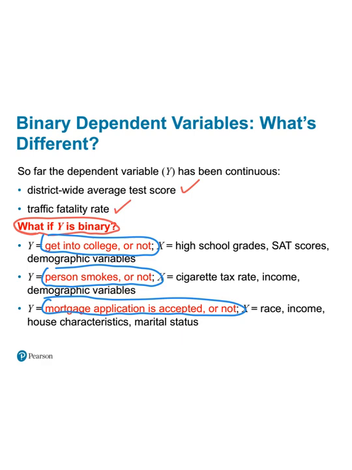And we know there are a host of independent variables that impact the likelihood of you going to college or getting into a particular school. It can be high school grades, SAT scores, demographic variables. And what's interesting here is with high school grades and SAT scores, so GPA and SAT, these are continuous independent variables.